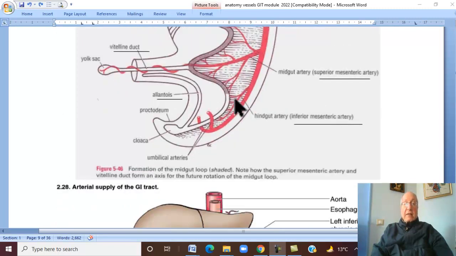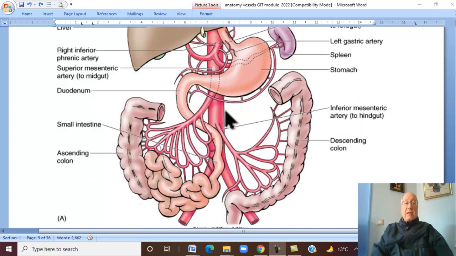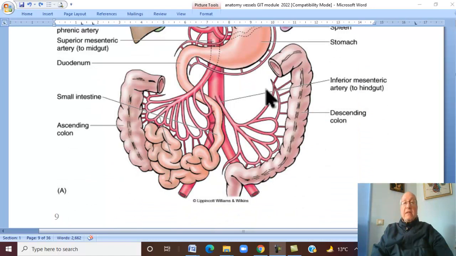This is the hindgut during intrauterine fetal life, and the artery formed to supply the hindgut is the inferior mesenteric artery. The hindgut including the left 1/3 of transverse colon, descending colon, sigmoid colon, rectum, and the upper half of the anal canal. And all this area is supplied by branches of inferior mesenteric.